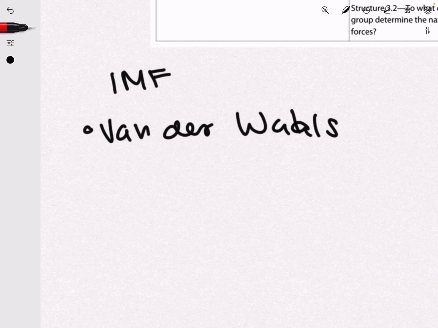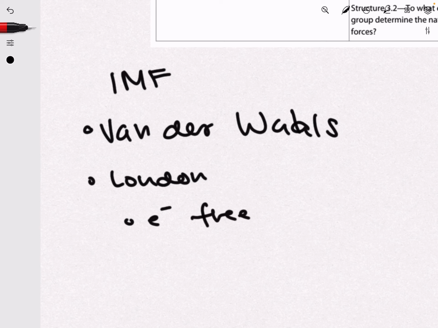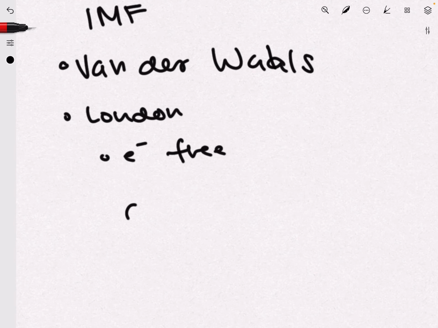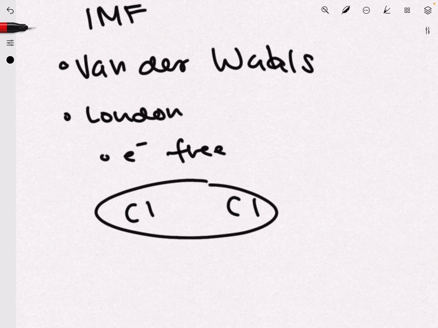So your first type of force is a London force. In these, you will have electrons which are free to move within a bond. For example, you will have two chlorines, and they share their bond, and they will have their electrons. Now, a London force is an instantaneous, induced, or temporary dipole.